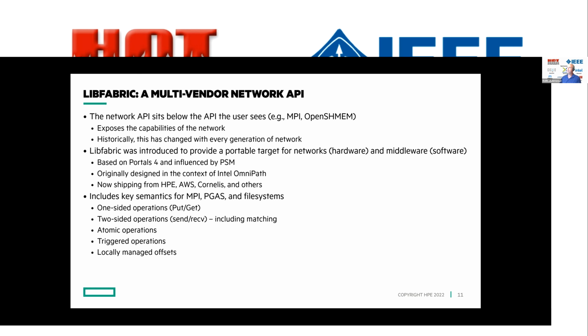Now, traditionally in a high-end HPC system, this network API had a tendency to change roughly every generation as it was kind of a bespoke thing for a piece of network hardware. Now that we've got a standard that has a broad set of HPC features in it, this is going to be a much more stable kind of middleware target. libfabric was introduced for that. It was originally based on Portals 4. It was influenced by PSM. So this was created as part of the OmniPath program originally at Intel.